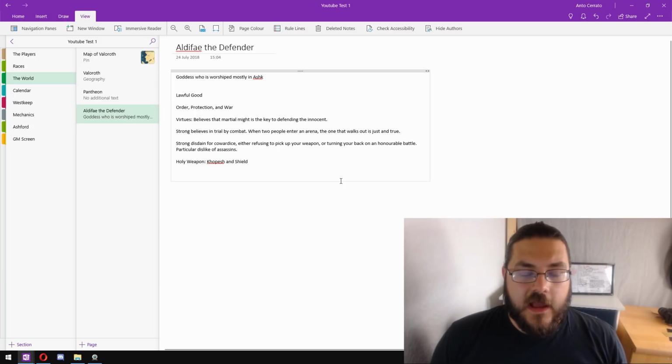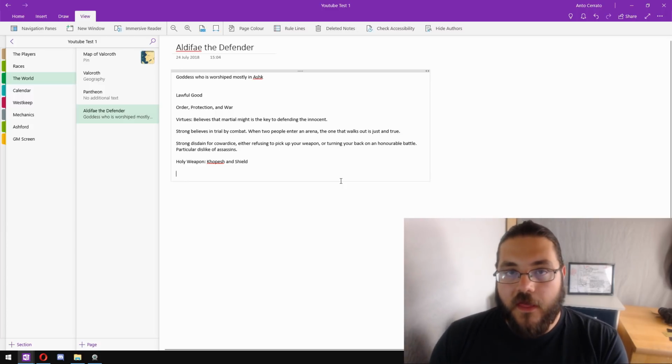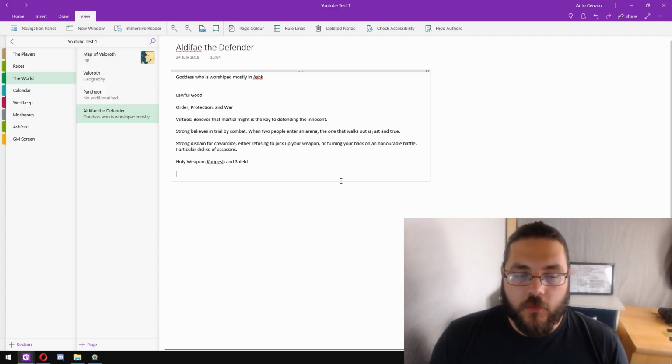But we know it's going to be a khopesh and a shield to defend the innocent through the strength of their arm. Next, what I like to do is I like to give my deities some saints or heralds. I think that having saints associated to your deities makes it much more interesting, because when your party go to a new place, they might not necessarily find a church of Aldeafe, they might find a church dedicated to a saint of that faith, and it just adds that little extra depth to the world.